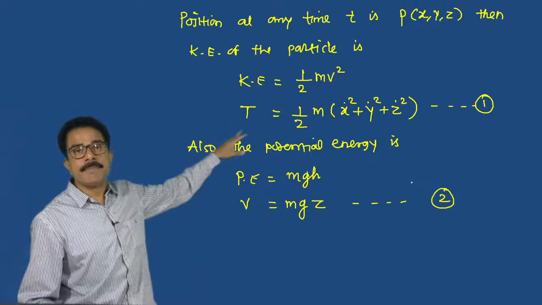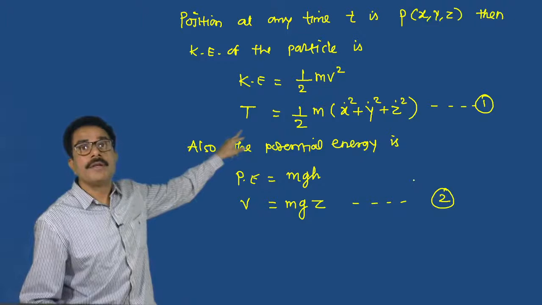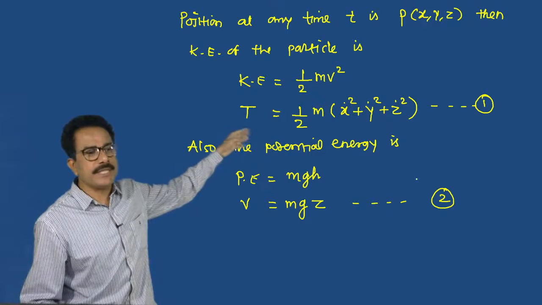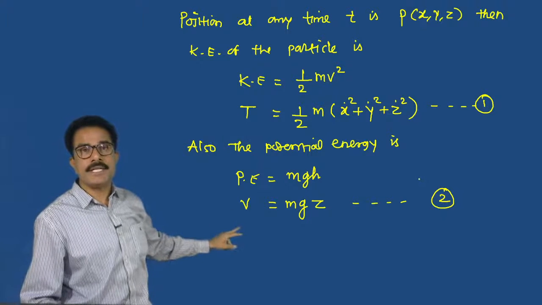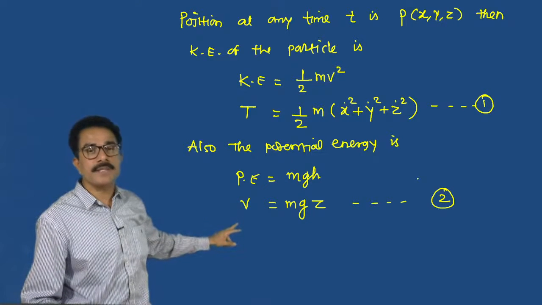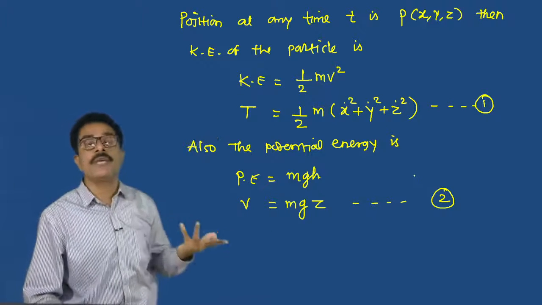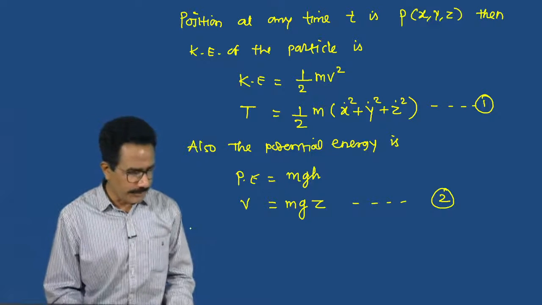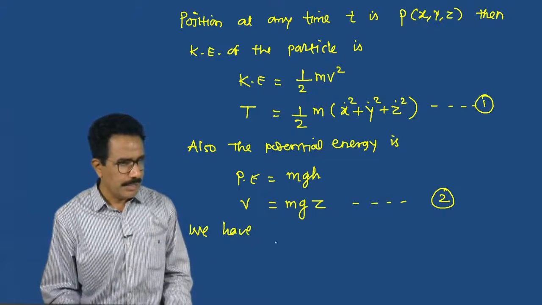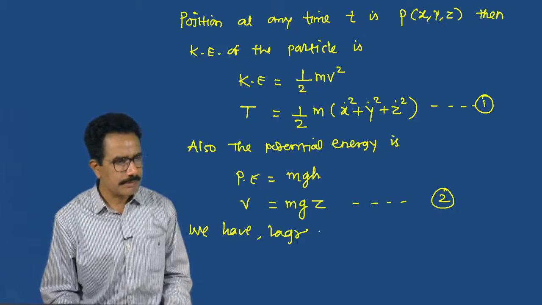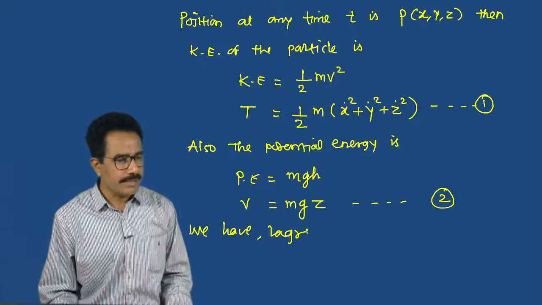Kinetic energy is expressed in the form of generalized velocities, that is x dot square plus y dot square plus z dot square. Potential energy is expressed in the generalized coordinate, that is z, because height is given by z. Now we can write the Lagrangian. What is the formula for the Lagrangian? Say, tell me, Lagrangian.